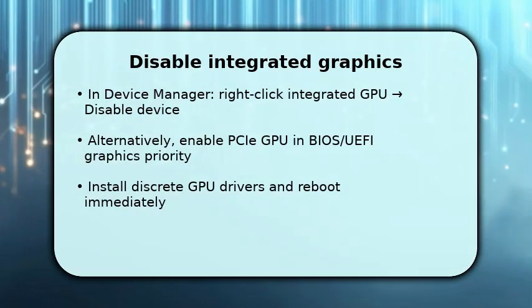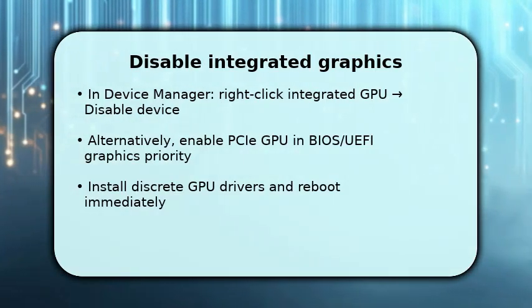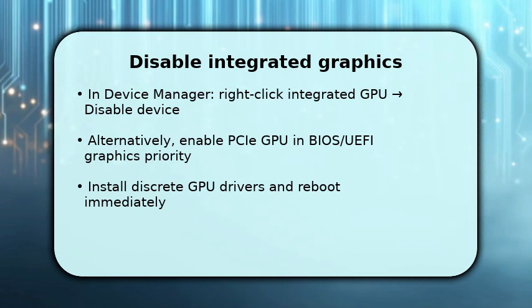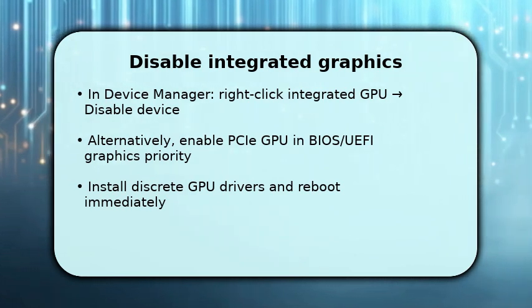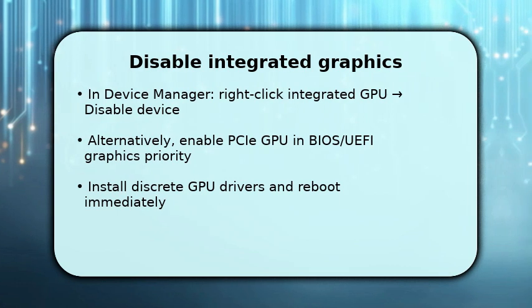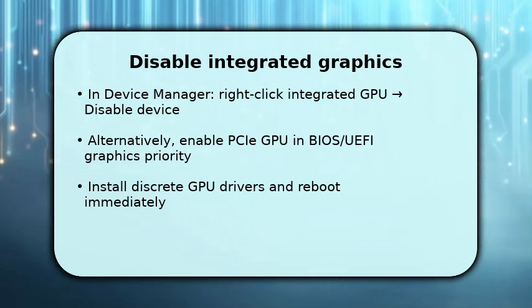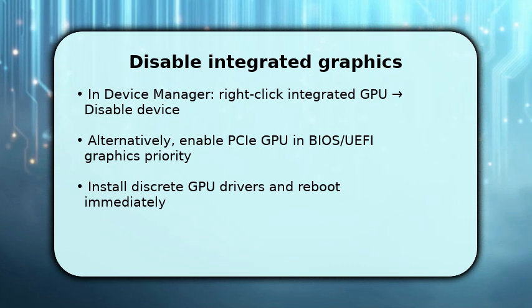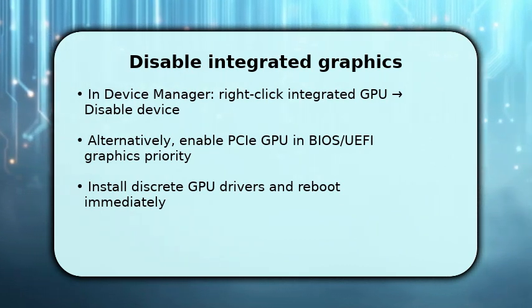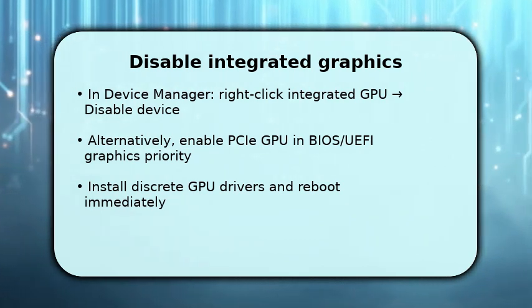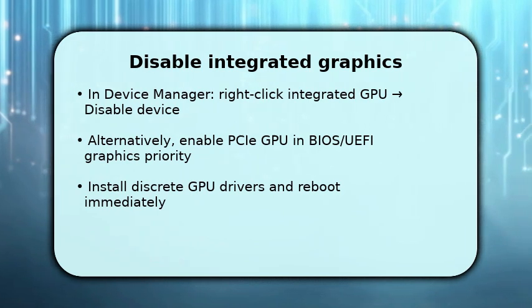Next, you disable the integrated GPU so the system hands control to the dedicated card. In Device Manager, right-click the integrated adapter and choose Disable Device. Alternatively, reboot into BIOS or UEFI and set primary display to PCIe or PEG. After changing BIOS, save and restart.